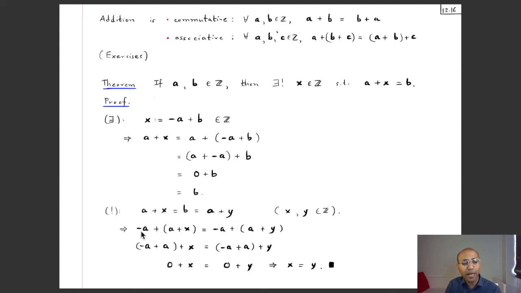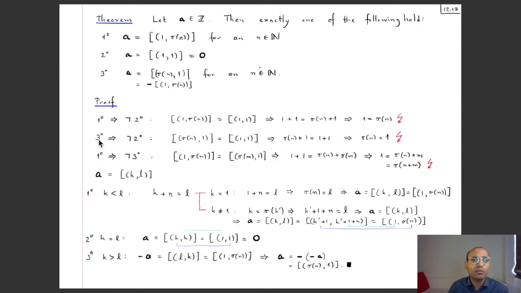If I add the integer minus a to both sides, then I get minus a plus x is minus a plus y. Again, I use associativity, I club these two together. I have minus a plus x is minus a plus y. But minus a plus a is 0, so you get 0 plus x is 0 plus y. But 0 plus any integer is that integer in question, so you just get that this is x, and 0 plus y is likewise y. So you get x is equal to y. So this completes the proof that the solution is also unique. So there exists a solution and it is unique, hence proving this theorem.